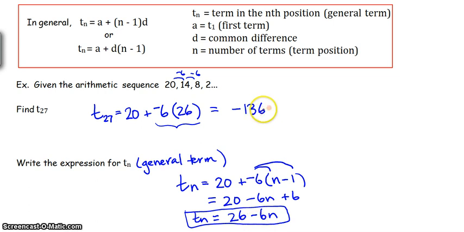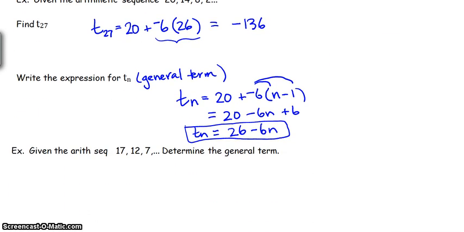I would get the same answer as up here. How would I find the general term for this one? Let's just practice one more time. I have my first term, my common difference is -5, and I don't know n minus 1. I don't know n, so I write it like that. I could write plus negative or just subtract.